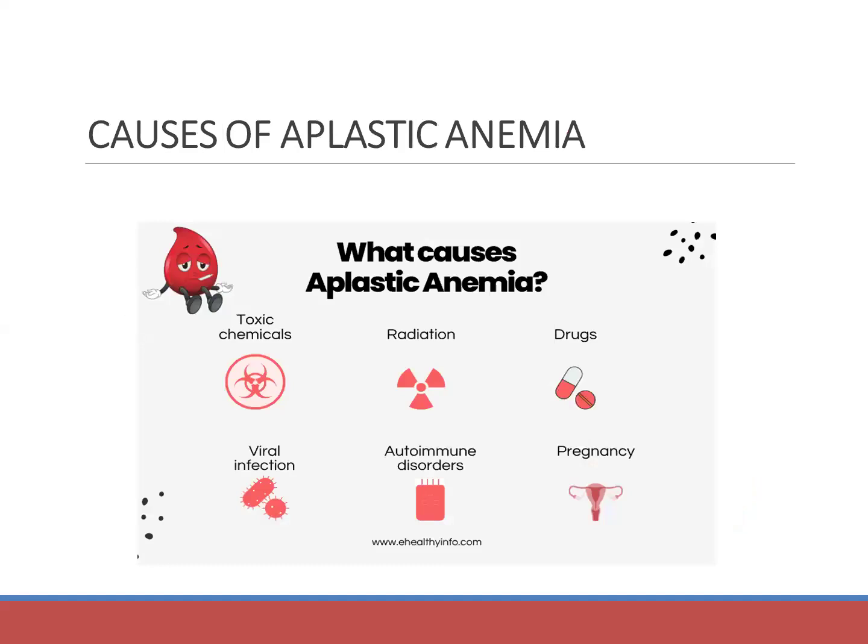Causes of aplastic anemia include toxic chemicals, radiation, various drugs like chloramphenicol that suppress the bone marrow, viral infection, especially parvovirus B19, which suppresses the bone marrow, autoimmune disorders, and pregnancy, due to various hormone changes and because the body is more prone to viral infections during this period.